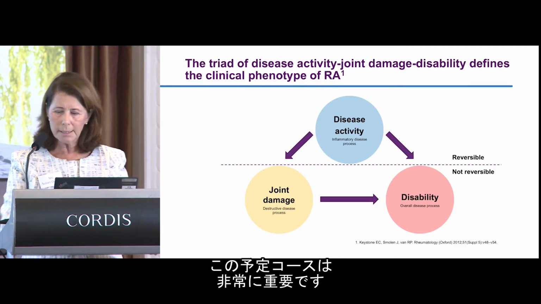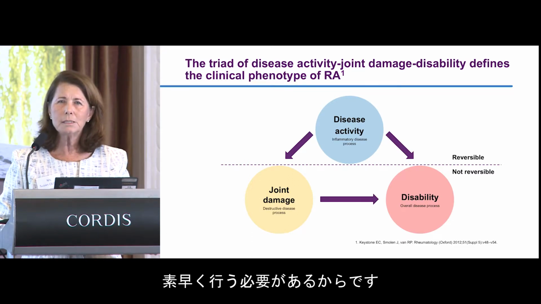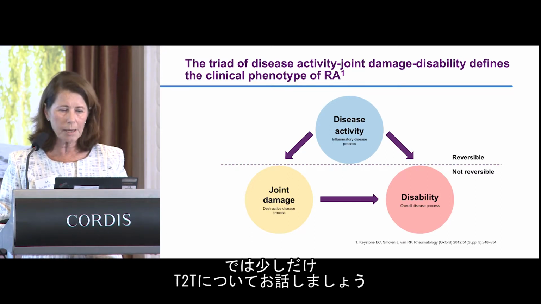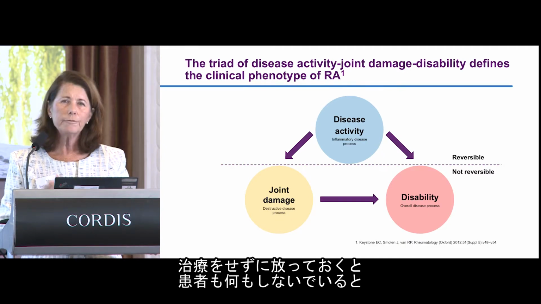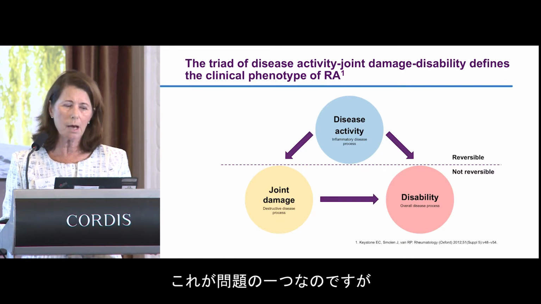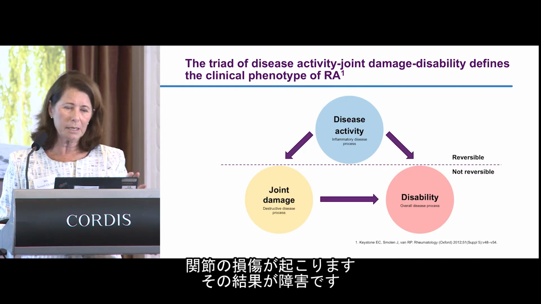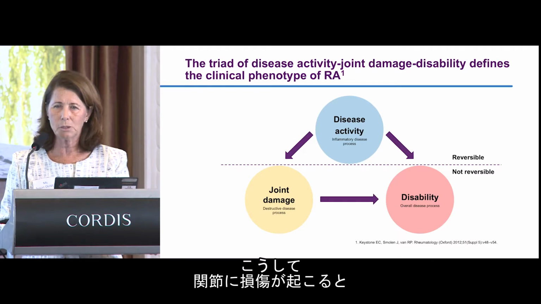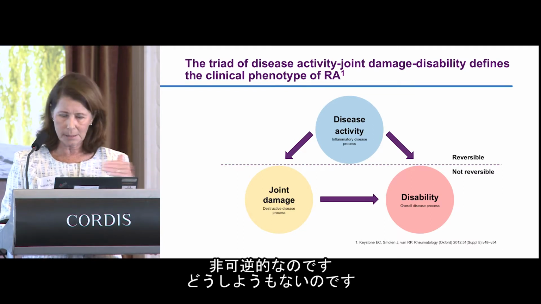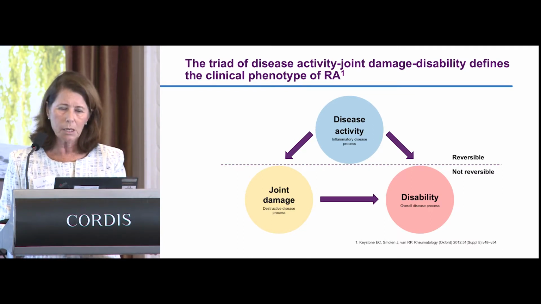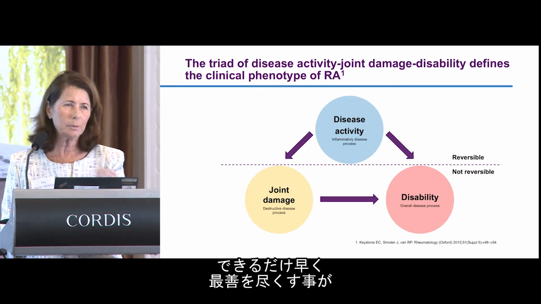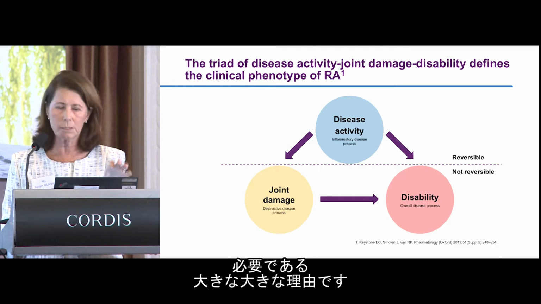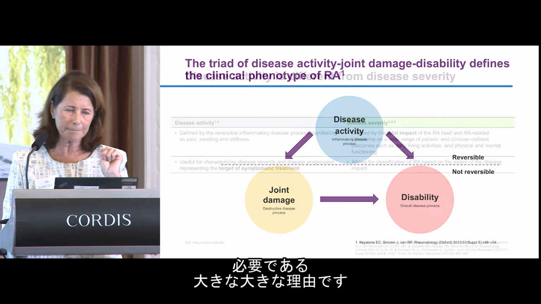But that dotted line is really important because that needs to be done quickly, and we're going to be talking about treat to target in a minute. But if we leave it too long and the patient leaves it too long, which is one of our challenges to come, they will end up with joint damage and as a result disability. And once they've got the joint damage, we can't reverse that. That's irreversible. We're stuck with that. So there's a good reason why we need to be looking at getting the patients as soon as we can and doing the best we can for them when we see them.